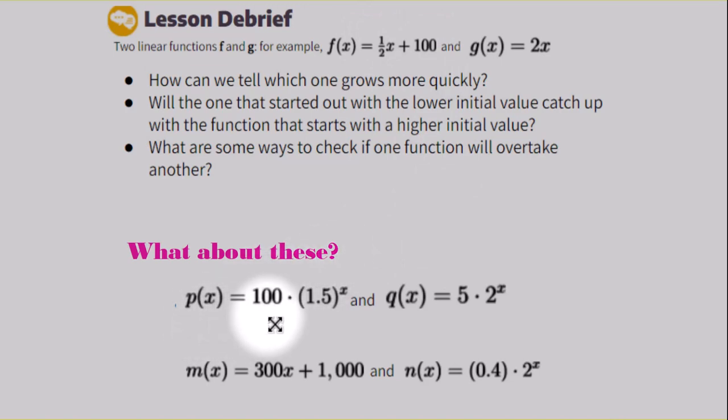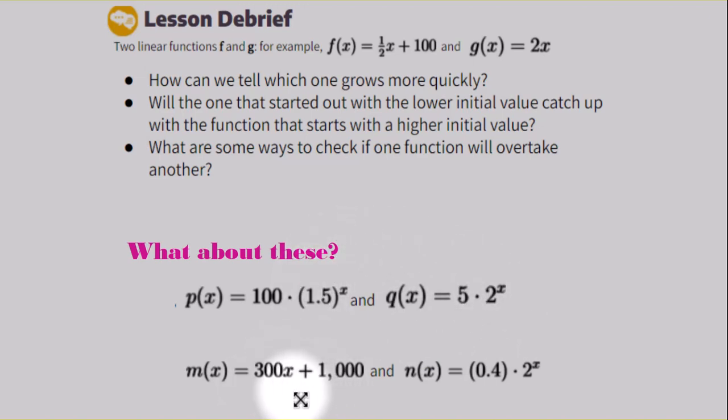What about these? Initial amount is 100. We're growing because this number is greater than 1. But put these into Desmos and see what happens. This growth factor is bigger than this growth factor because 2 is greater than 1 1/2. Even though we start out with a smaller amount, this should overtake this graph.